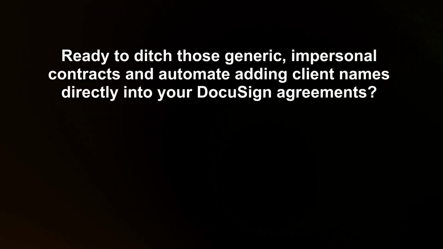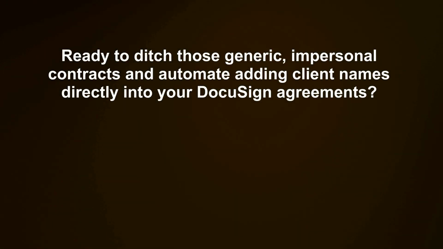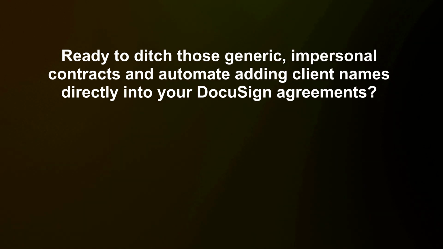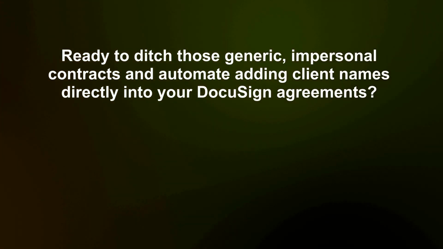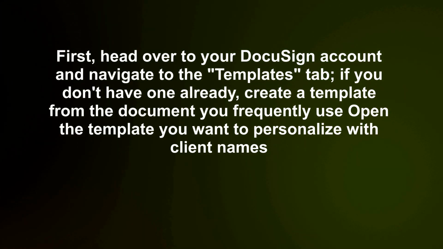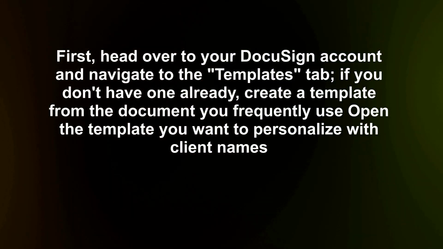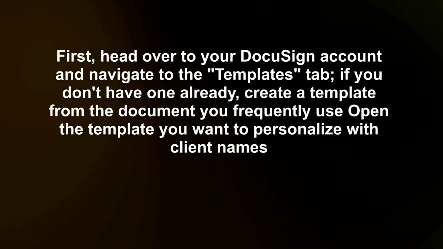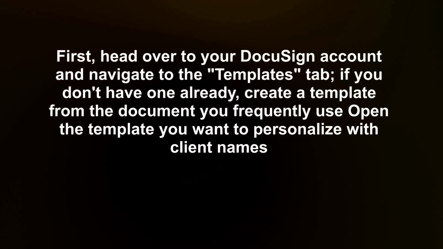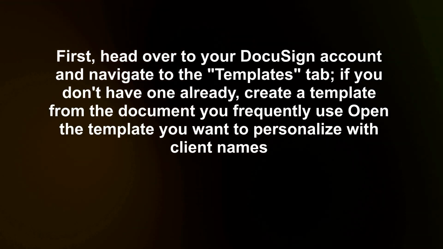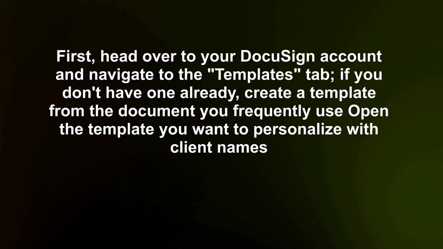Ready to ditch those generic, impersonal contracts and automate adding client names directly into your DocuSign agreements? First, head over to your DocuSign account and navigate to the Templates tab. If you don't have one already, create a template from the document you frequently use. Open the template you want to personalize with client names.